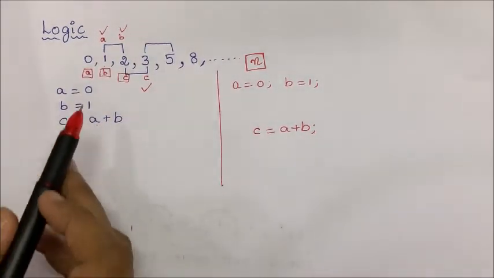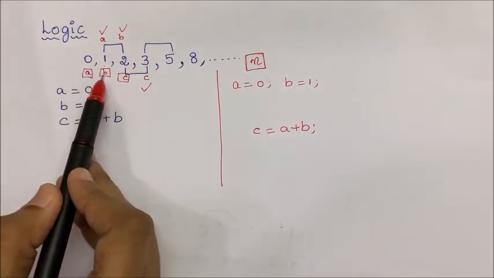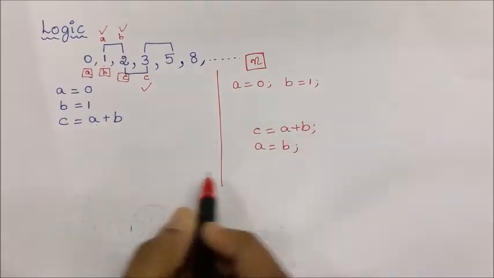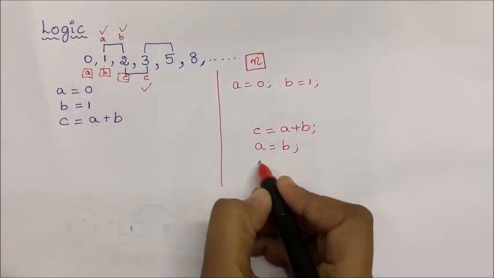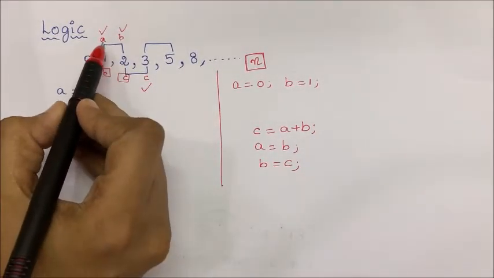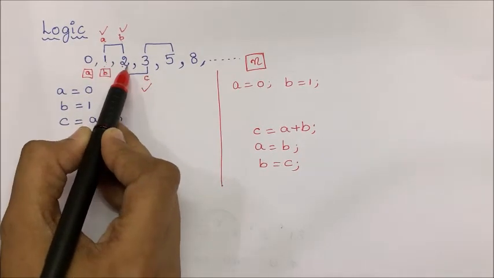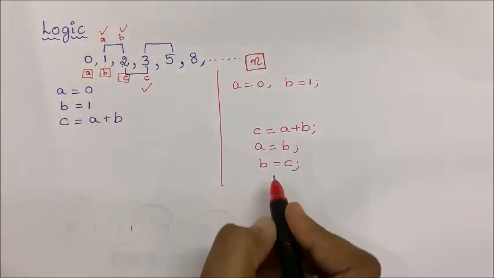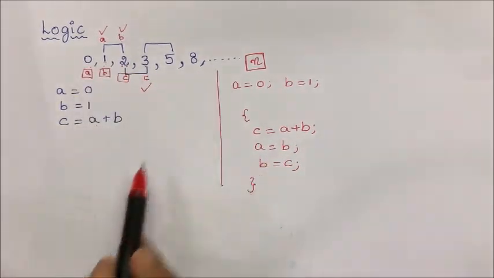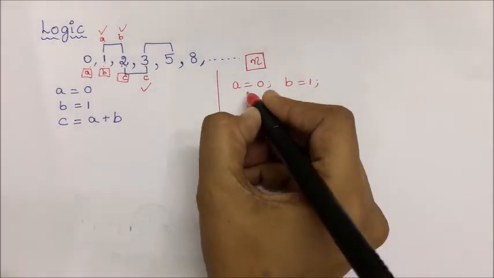So what we have to do here, we should initialize the new value a to b, and new value b to C. After that, a and b will be 1 and 2 and C will be a plus b, that is 1 plus 2, 3. So we should repeat this loop to print n number of Fibonacci numbers to get a series.